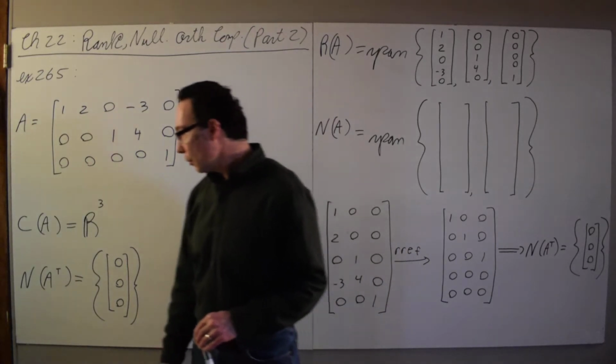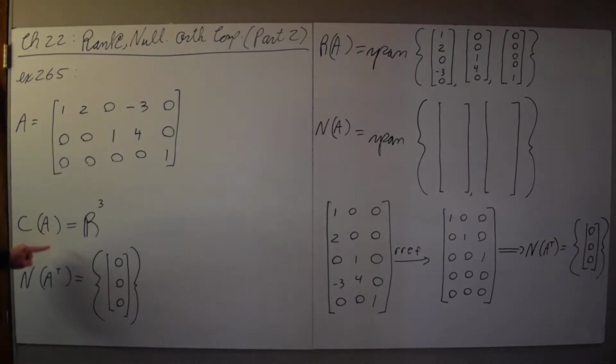Now, we know that the column space of A and the null space of A transpose are orthogonal complements in R3. And since the column space has dimension 3, the null space has to have dimension 0. So the null space of A transpose is simply the 0 vector in R3.